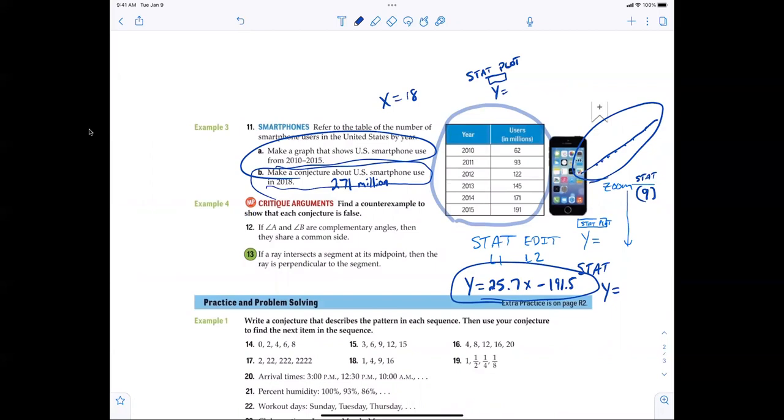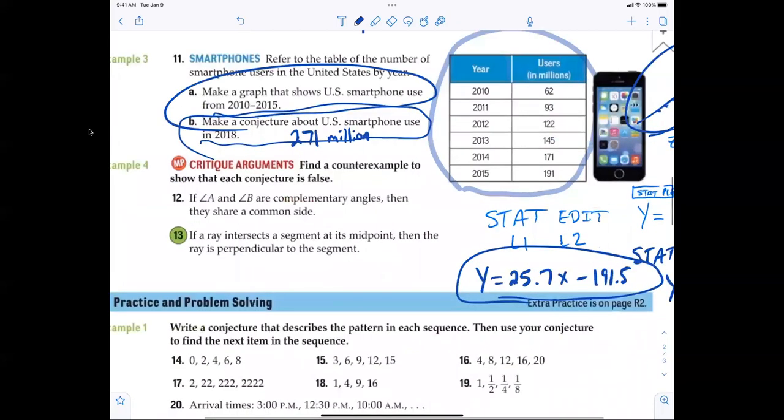All right, so now find a counterexample. Remember, a counterexample is just a statement to prove that the conjecture is false. So it says if A and B are complementary, then they share a common side. Does that have to be true? No. Any 40-degree angle is complementary with any 50-degree angle. They don't have to share a side. When they say share a common side, I want you to remember it's adjacent.